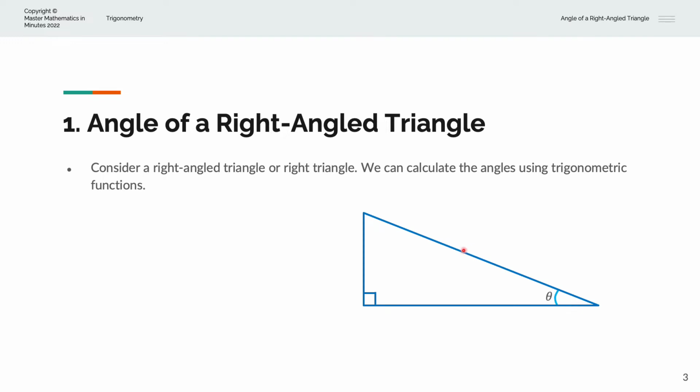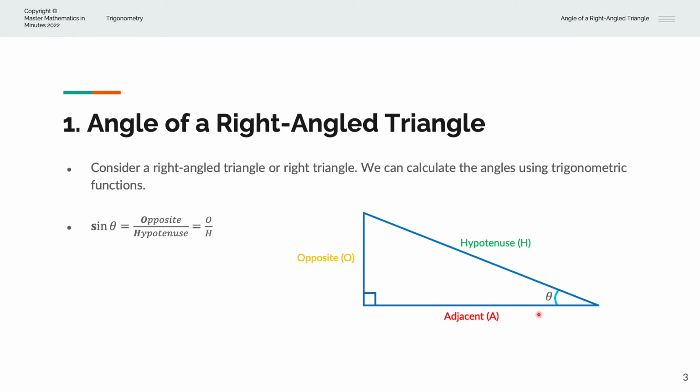So the side that is opposite the 90-degree angle is called the hypotenuse, and it is also the longer side of the triangle. And this side, which is opposite the angle theta, is called the opposite side. And the side that is next to theta is called the adjacent side.